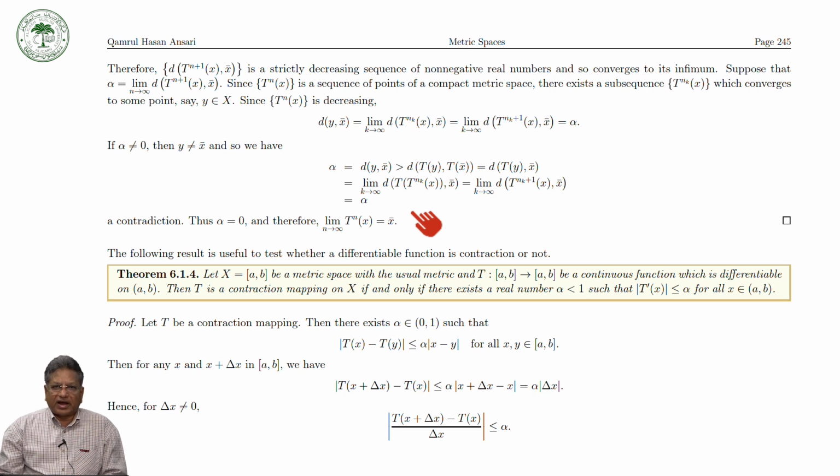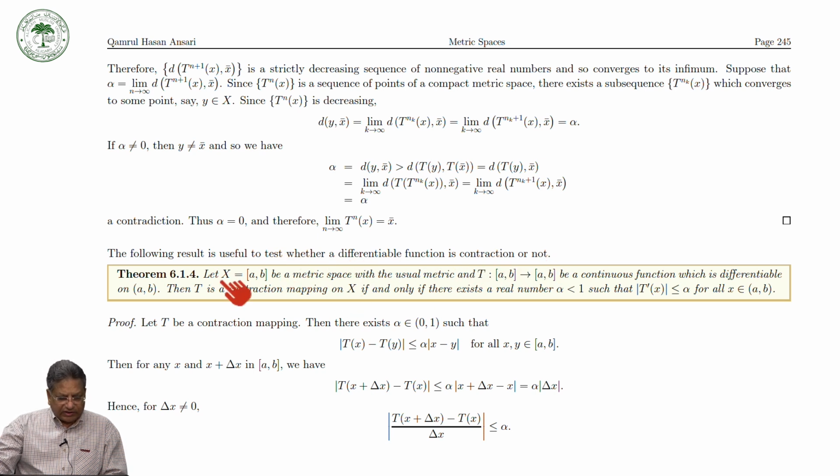Now we have a very simple result which provides the criteria by which we can see whether a continuous differentiable function defined on a compact, closed interval to itself has a fixed point or not. So we have the criteria. The following result is useful to test whether a differentiable function is a contraction or not.